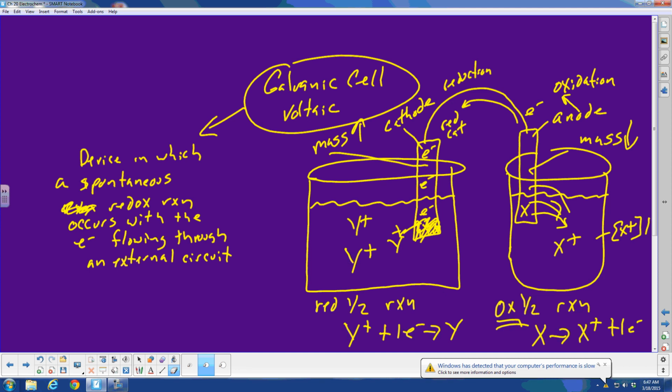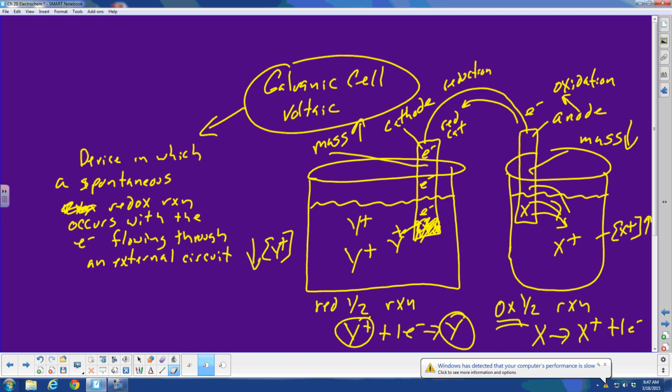My X plus concentration is going to increase. What happens to the concentration of my Y plus? Well, my Y plus keeps forming solid Y onto my cathode. So my Y plus concentration over time will decrease. Now, also, you'll notice what's happening.